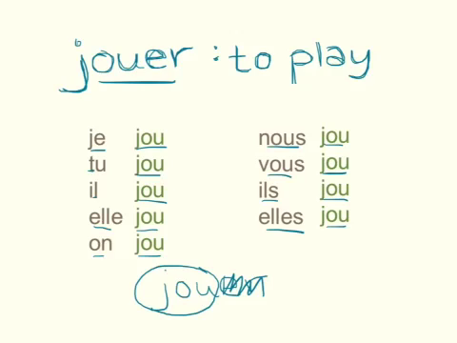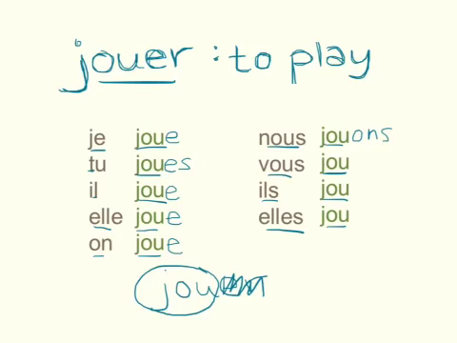So for je, my ending is the letter E, and I get je joue, I play. For tu, my ending is es, and I get tu joues, which means you play. For il, my ending is e, il joue, he plays. For elle, also e, elle joue, she plays. And then for on, my ending is also e, on joue, one plays. Up here for nous, our ending is ons, nous jouons, we play.